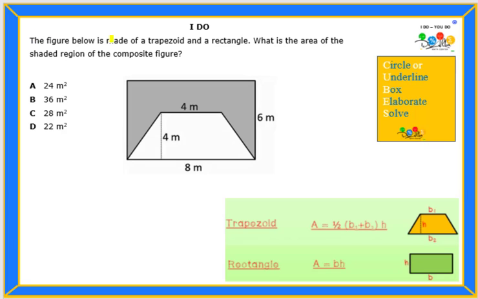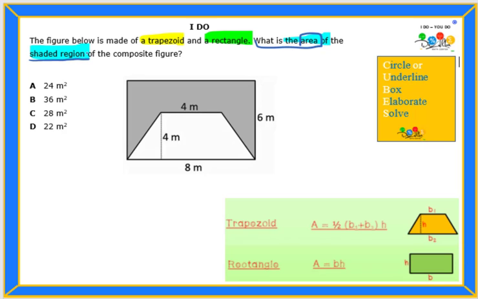The figure below is made of a trapezoid and a rectangle. What is the area of the shaded region of the composite figure? So in our question, they're asking about area. So we are looking for area, but of the shaded region.